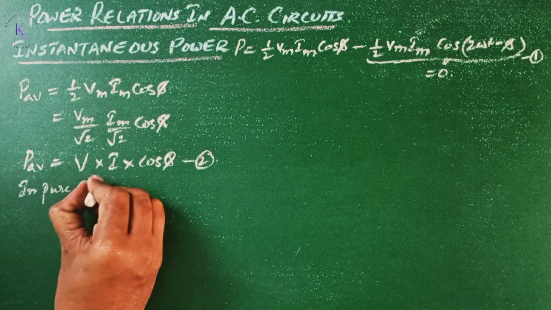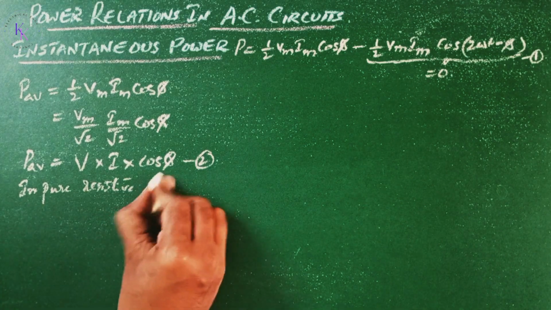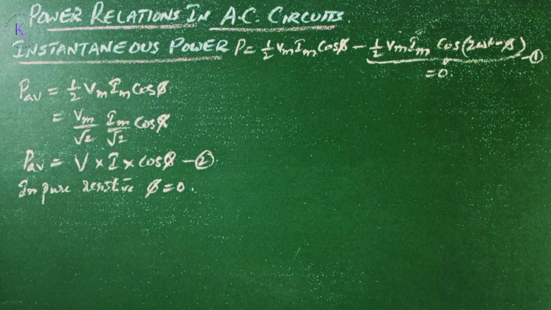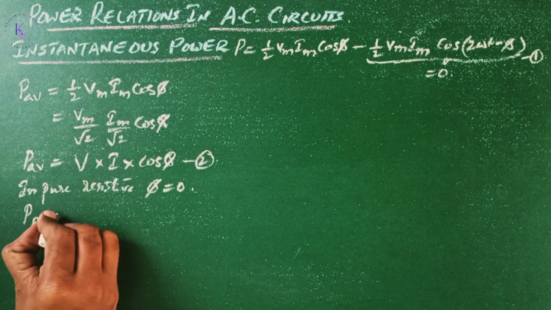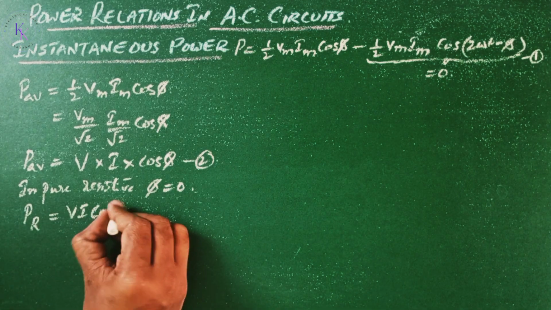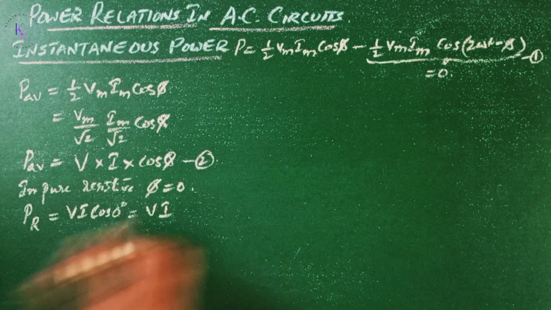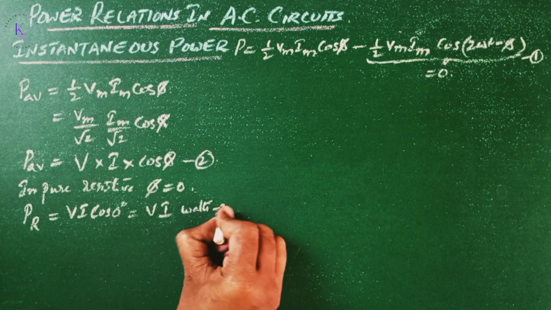In a pure resistive network, phi equals 0, since the current and voltage are in the same phase. Thus the average power in an AC circuit having a pure resistance is given by P average of resistive circuit equals VI cos 0, that equals VI watts. Let this be equation number 3.